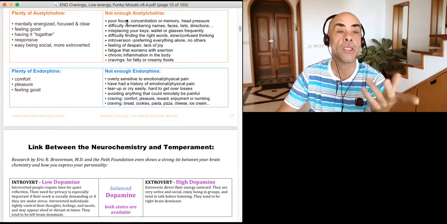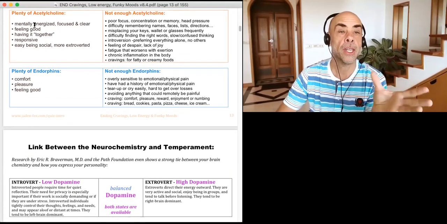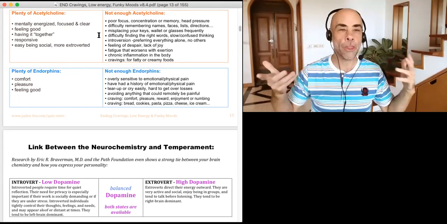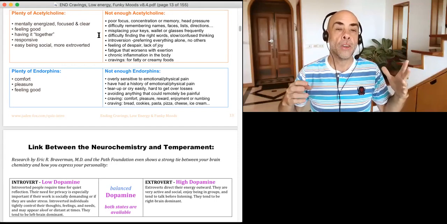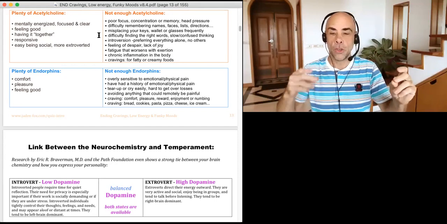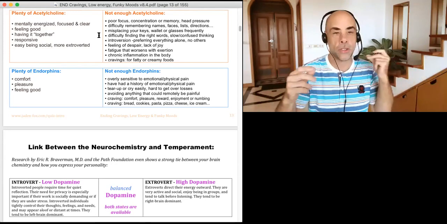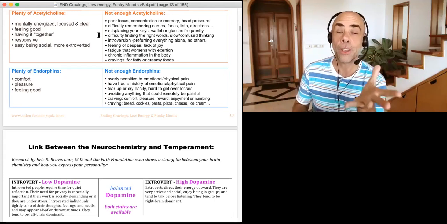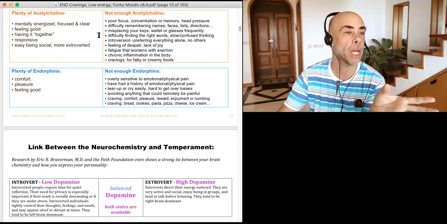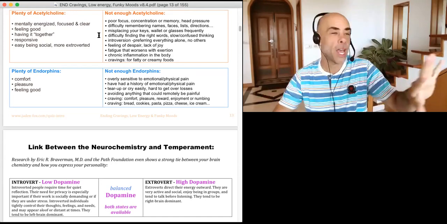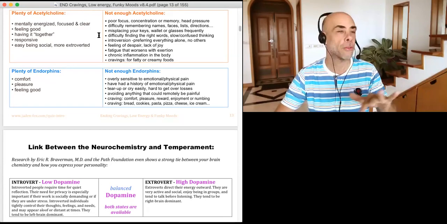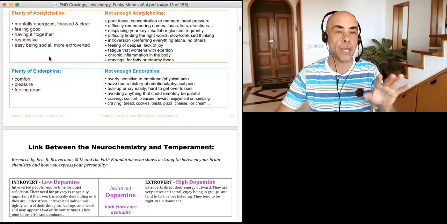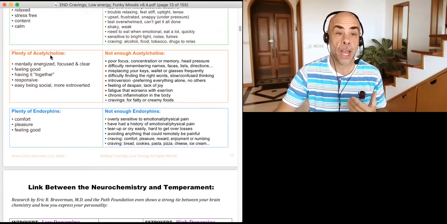So acetylcholine is the brain stuff: mentally energized, focused, clear, feeling good, like feeling good because you got it together, and feeling responsive, like you just kind of react to things quickly, like it's easy to engage things, and you can be more social and extroverted. It's amazing. Most of my life, I was an introvert at the maximum level that you can imagine. Like if I saw nobody in my entire life, I would have felt fine. It's not the natural me, but that's how I experienced it.